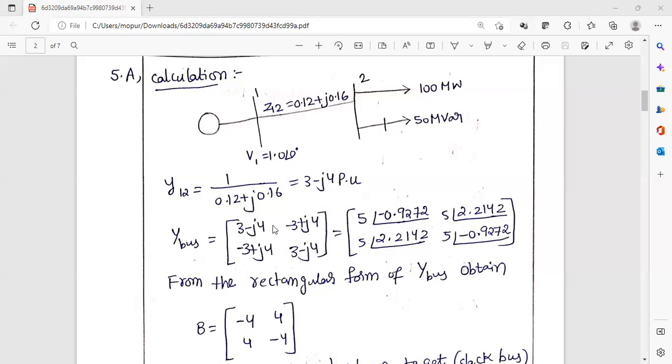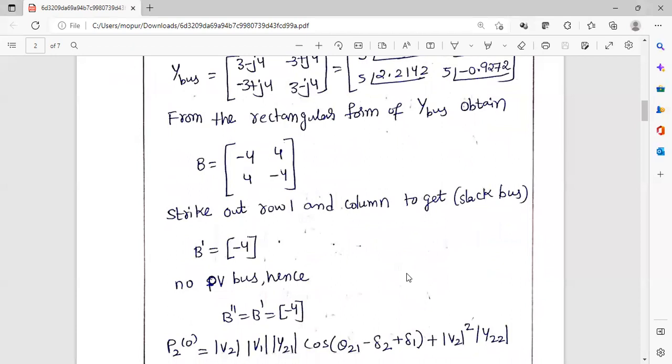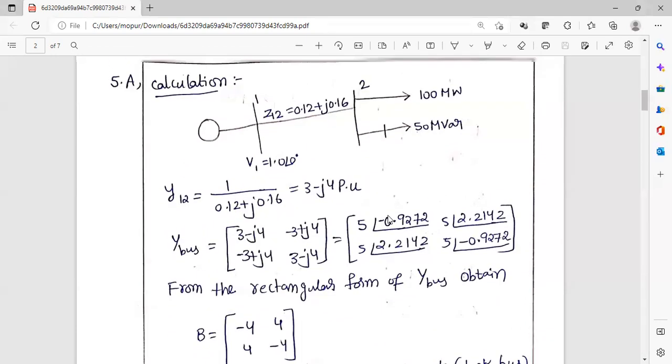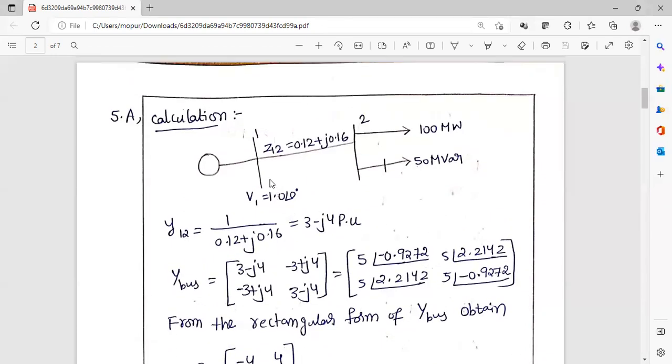So the first step is we should find the Y bus in rectangular form. Then the imaginary part of the rectangular form will give you B. You should also convert that Y bus in rectangular form to polar form, as I had explained the reason in the conceptual video, and we will see that also. Then you observe here which bus is the slack bus. The first bus is the slack bus.